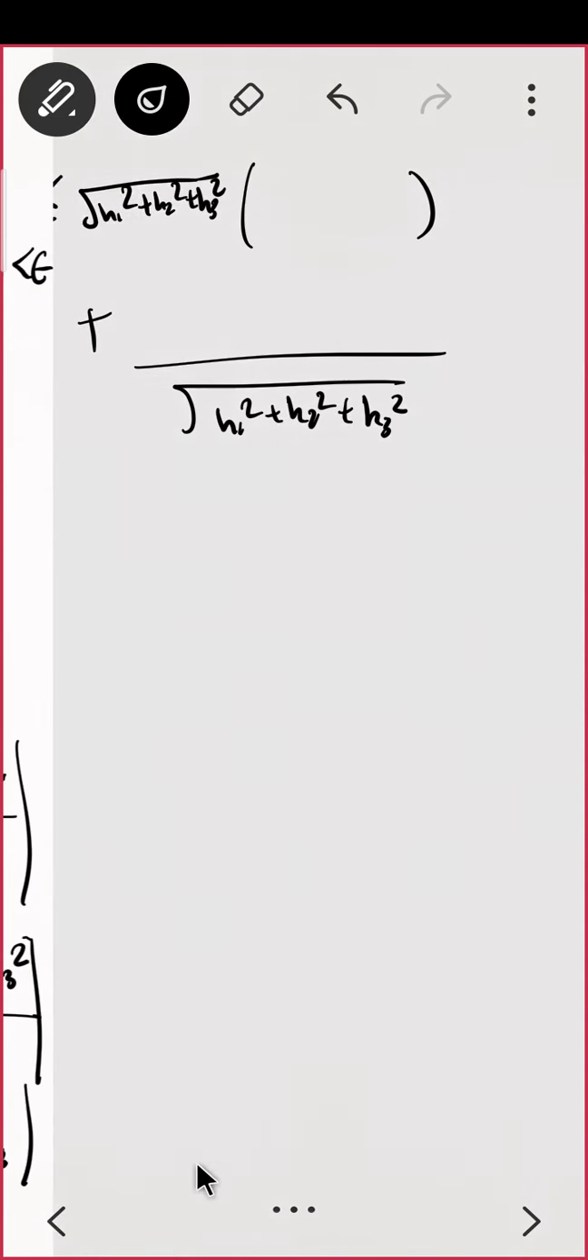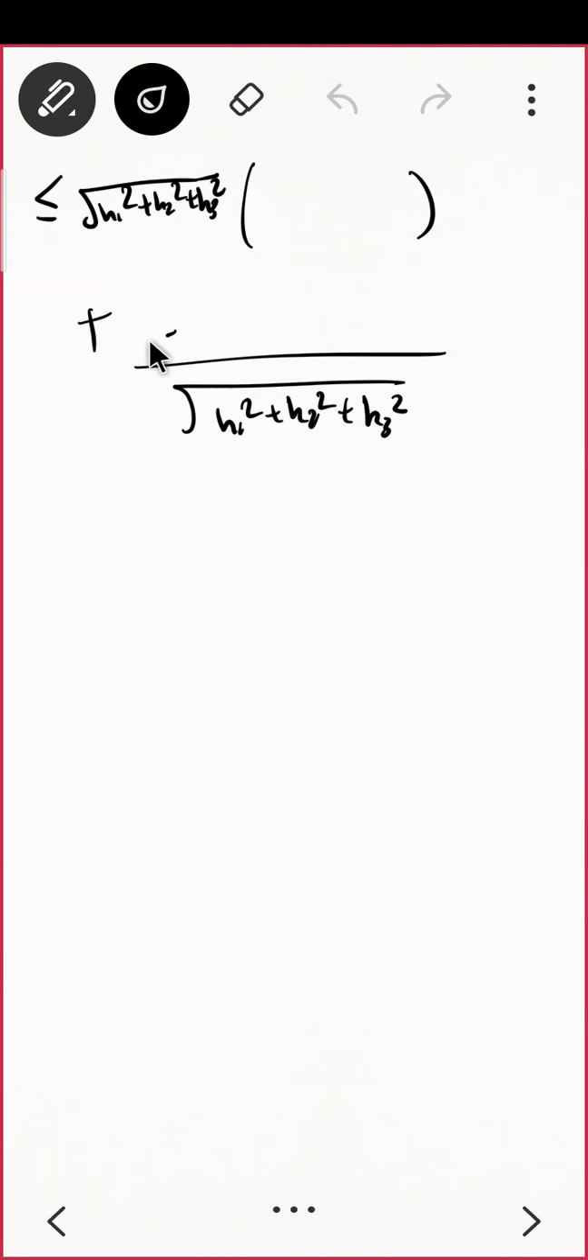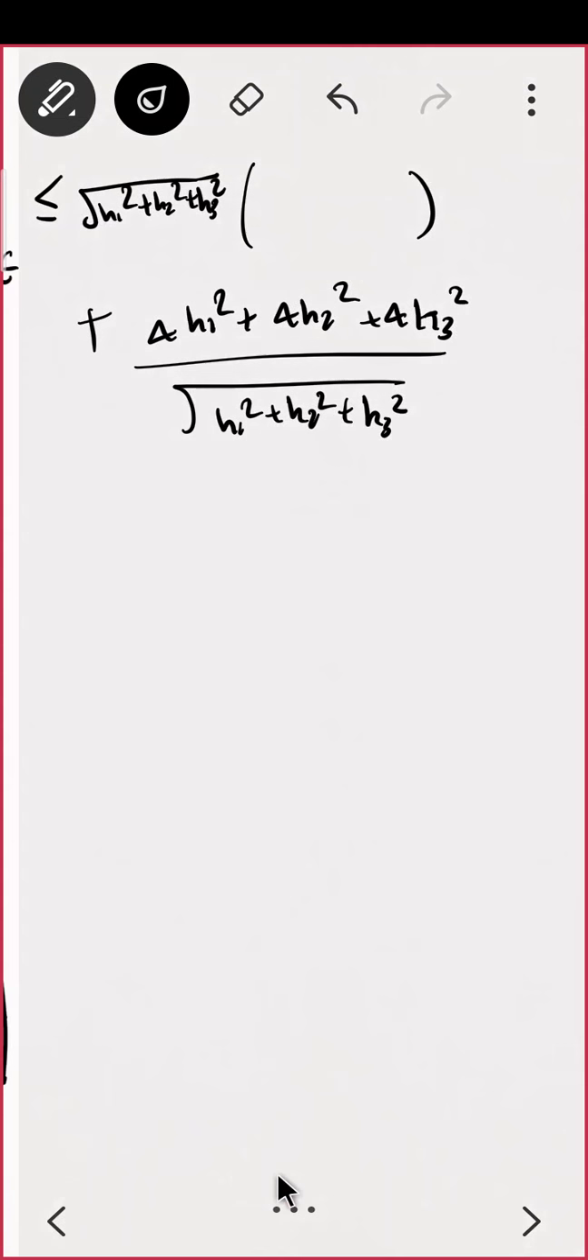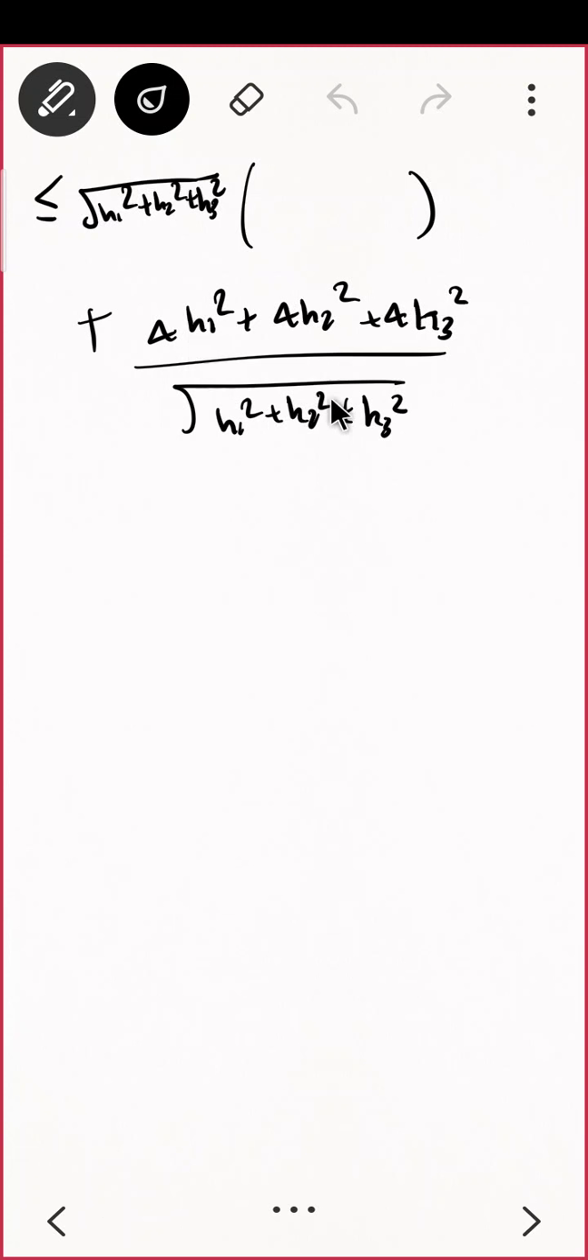Now what is next? Can I write this as 4h1 square plus 4h2 square plus 4h3 square? Can I do that? Correct? Because I was having only two terms, 3h2 and 4h3, so I am adding one more term, and that will definitely be greater than, that is why I said less than or equal to. Here I replaced 3 by 4. That's it. It is an inequality, so I don't have any issue. Now 4 taken common, so this is done for me. This will not be an issue. Correct? I also have an estimate for this.